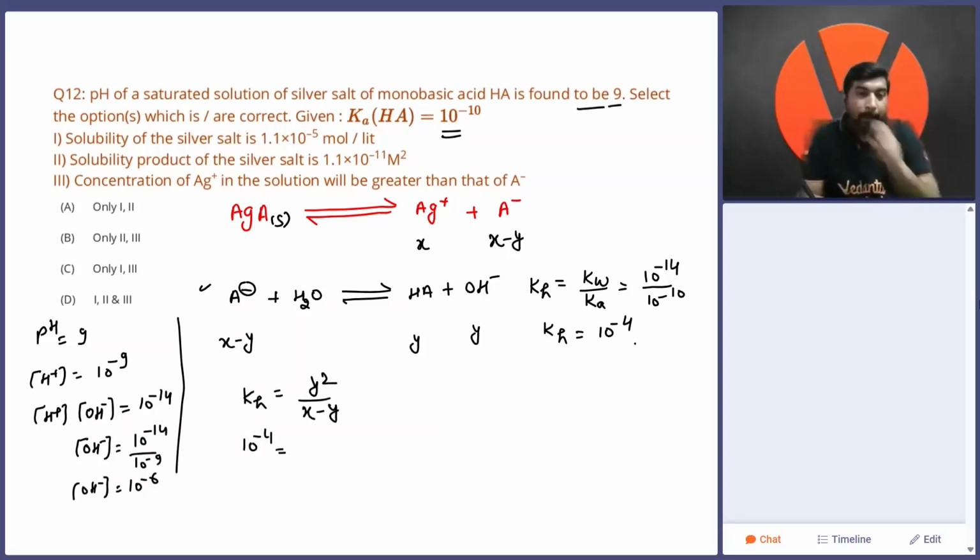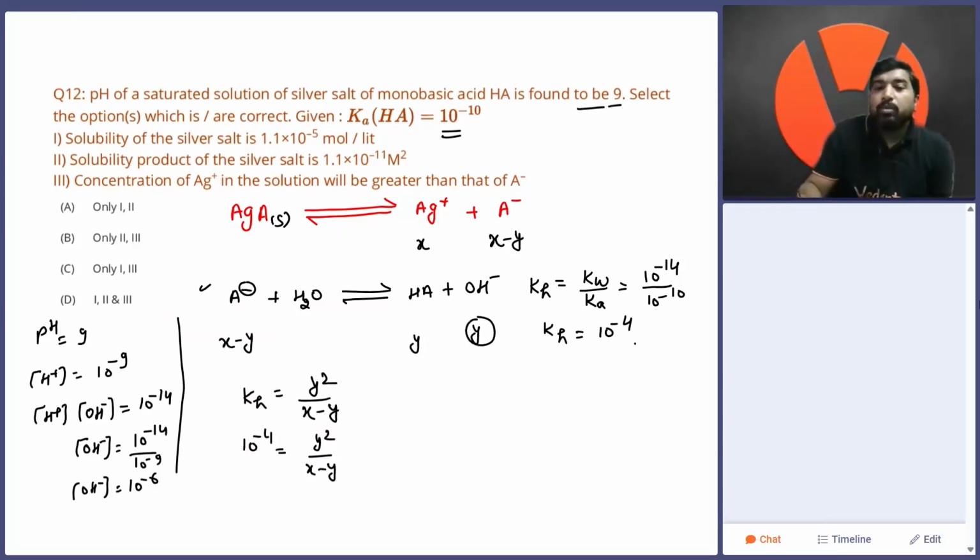That should equal y square upon x minus y. And we know the concentration of OH minus is equal to y. So the value of y is equal to 10 raised to the power minus 6. Now on solving this equation, we can write x minus y is equal to y square upon 10 raised to the power minus 4. First we need to find x minus y.